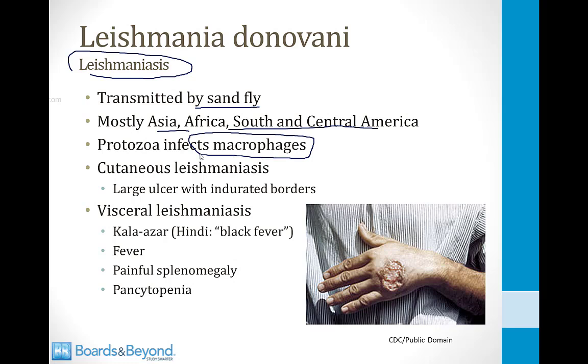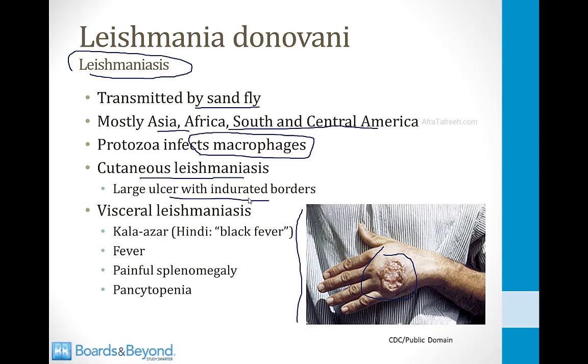What most people think of when they hear the word leishmaniasis is the cutaneous form. This is a picture of it down here. So people from the countries where this is endemic will have these ulcers all over their body on the skin. These are large ulcers with indurated borders, and that's the cutaneous form of leishmaniasis.